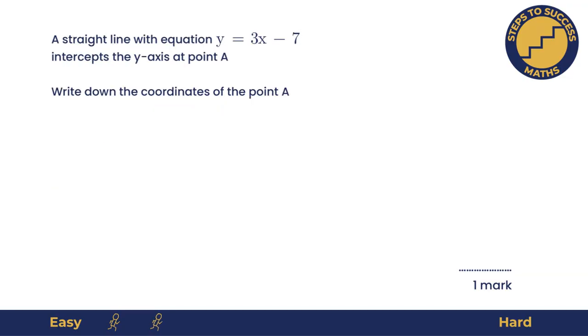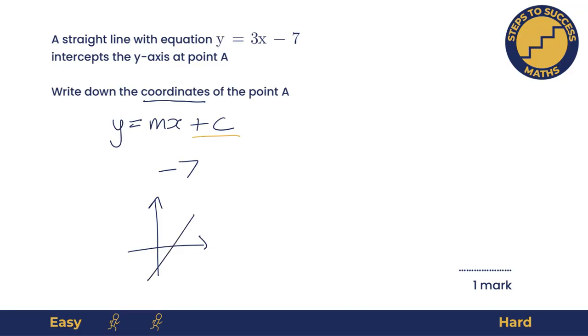A straight line with equation y equals 3x minus 7 intercepts the y-axis at point A. Write down the coordinates of point A. So the line is y equals mx plus c. We're looking for the y-intercept, which is the number on the end, so negative 7. And then we need to be careful. It says write down the coordinates. So the y-intercept is where it cuts the axes. And if you think about what that looks like, it's when the x coordinate is 0. So this will be 0, negative 7.